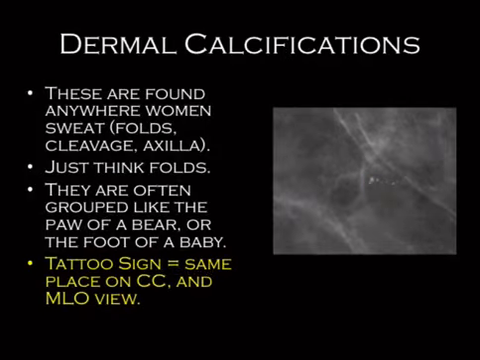So this is a classic way to show dermal calcifications. So they're usually in a fold, either in a fat fold or a sweaty breast fold or near the armpit. Just think folds. They typically are clustered or grouped together, and the big trick is that they look identical in a CC and MLO view.